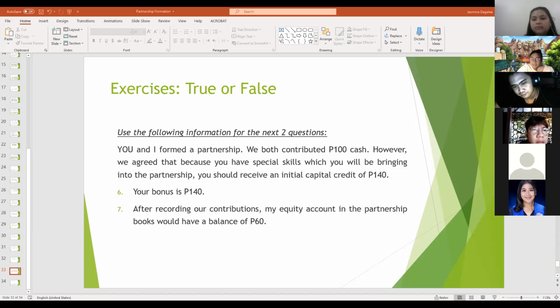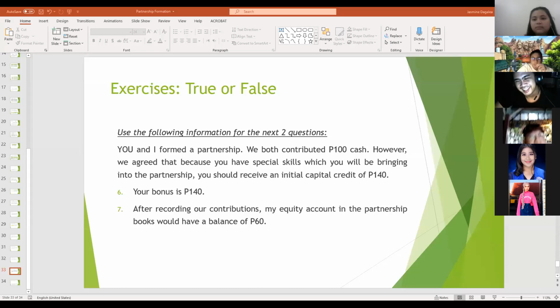False, ma'am. 40 lang po. Oo, hindi nyo na naman inanalyze yung problem. Diretso na kayo sagot. Kaya nagkakamali eh. Oo, 40 lang yung bonus, kasi meron ka ng 100 na contribution, di ba? So, yung amount lang ng bonus is 40. Okay, number 7. Yan, diretso agad. Nagkamali tuloy. I-analyze nyo muna yung problem mabuti, kasi may mga tricks yan sa problem.